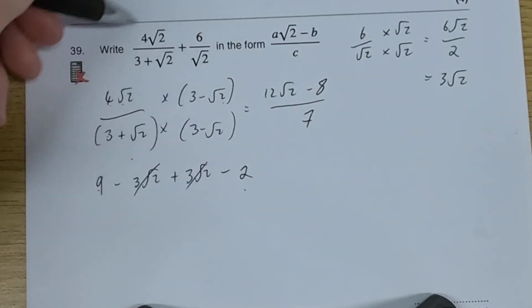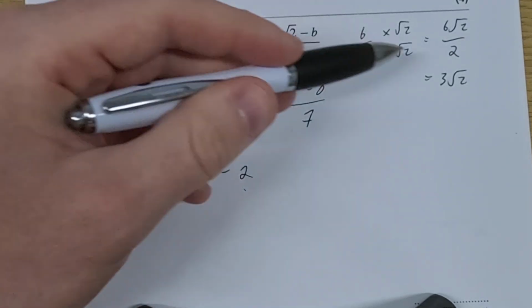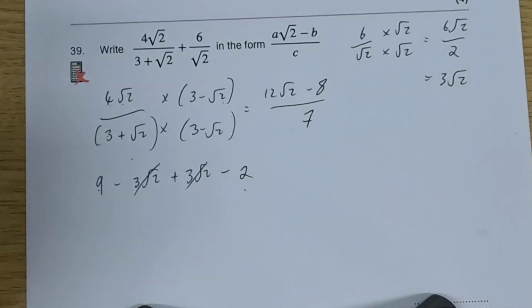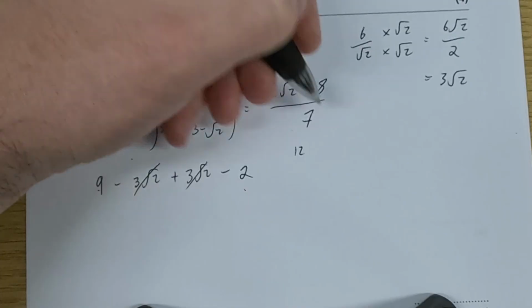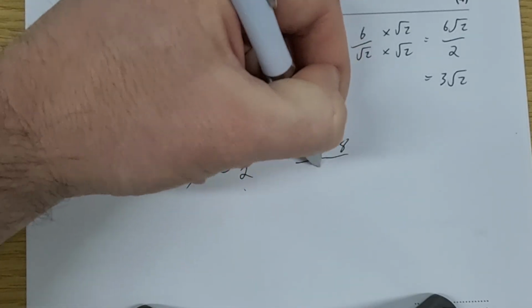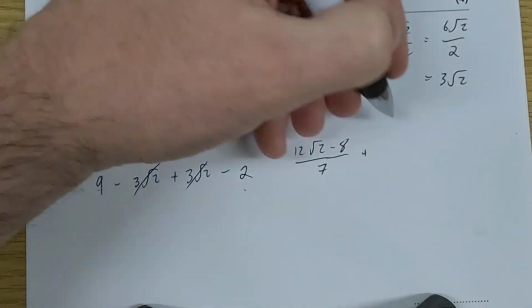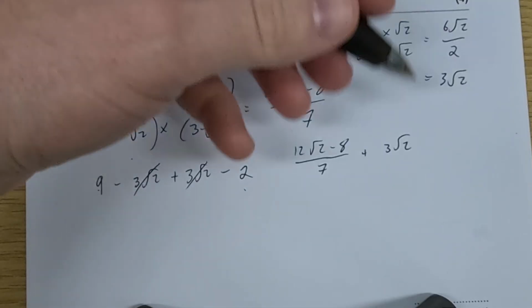So we know that this is equal to 12 root 2 subtract 8 over 7, and this is equal to 3 root 2. Okay, so let's write that down. Let's do it here. So we've got 12 root 2 minus 8 over 7 plus 3 root 2. Now we want to simplify this, so let's add them together.